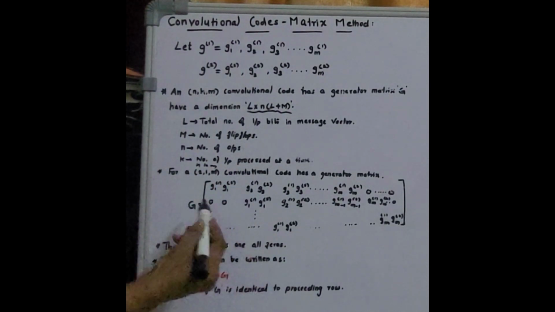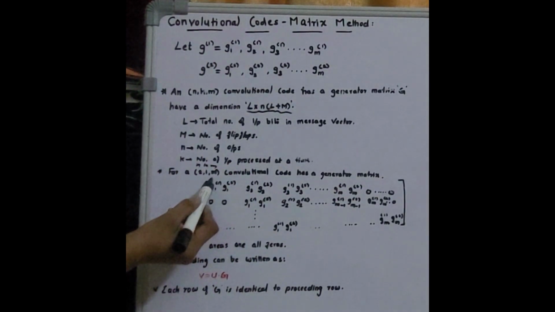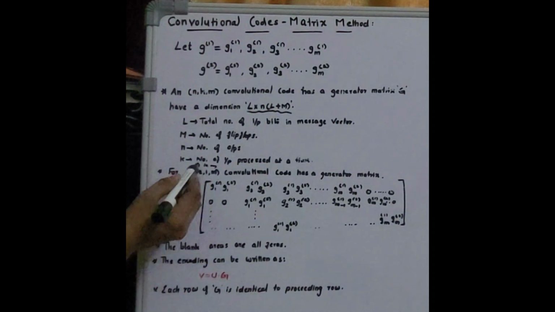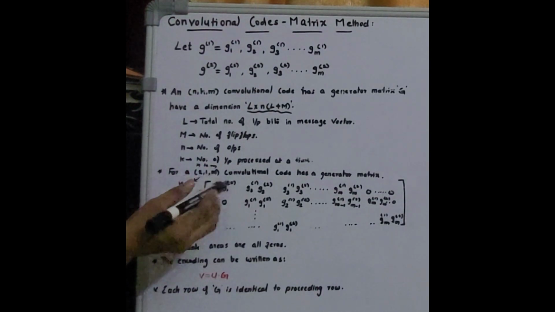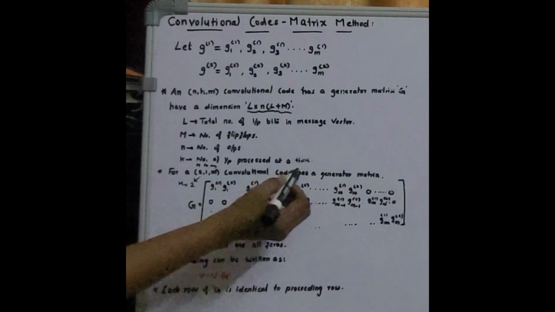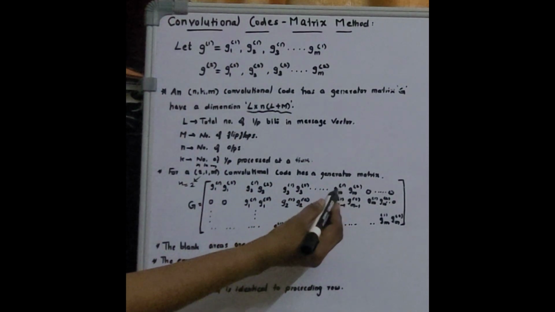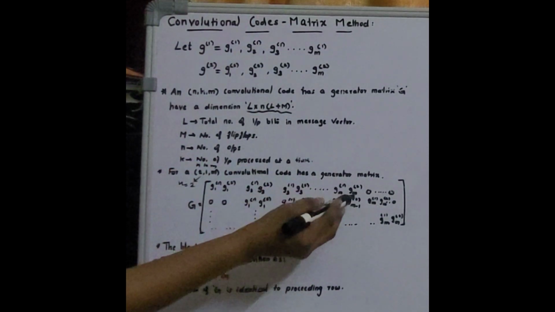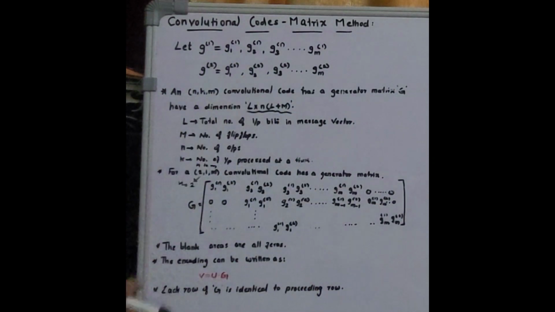Convolutional code has a generator matrix G equal to G11, G12, the two outputs 1 and 2. Sorry, this is not 3, this is (2, 1, M), since N equal to 2, the number of outputs is 2. So we have G1 and G2: G11, G12, G21, G22, G31, G32, etc. up to GM1, GM2. There are M flip-flops. After that, we write some zeros. This is the first row of the G matrix.